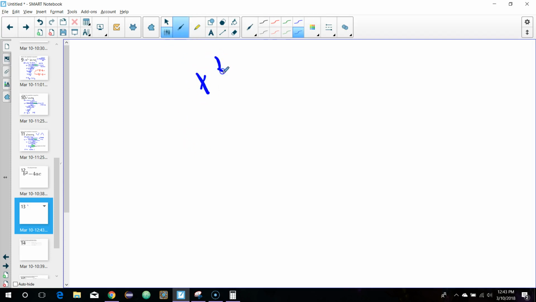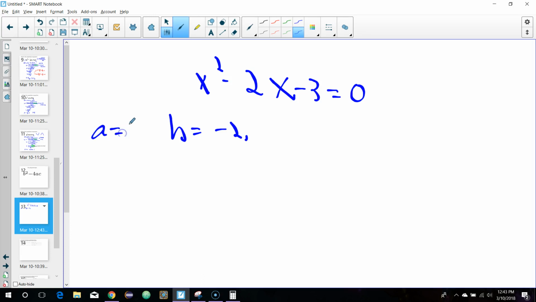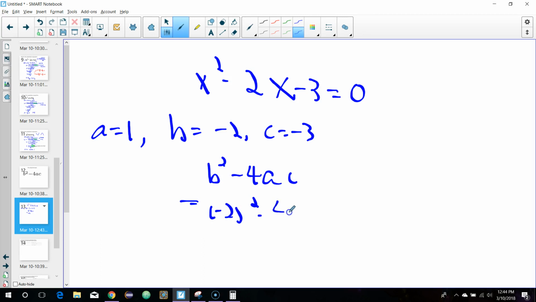x squared minus 2x minus 3, that's our beginning one. And so we want to test whether we have 2 solutions, 1 solution, or none. So we are going to grab the a, b, c, all of them. Let's practice. b is going to be negative 2, and c is going to be negative 3. And I want to test the discriminant. It's called b squared minus 4ac. So it's going to be negative 2 squared minus 4 times 1 times negative 3.